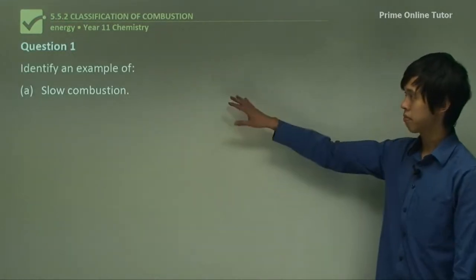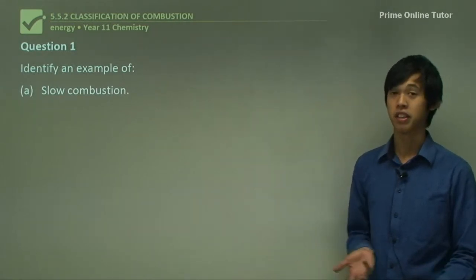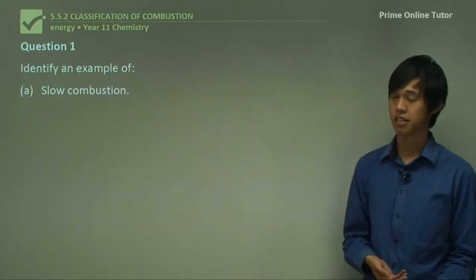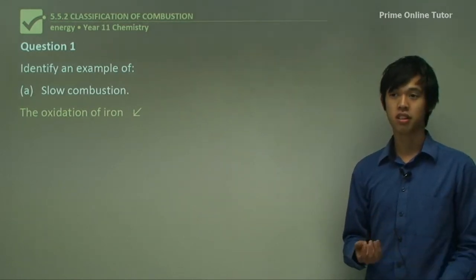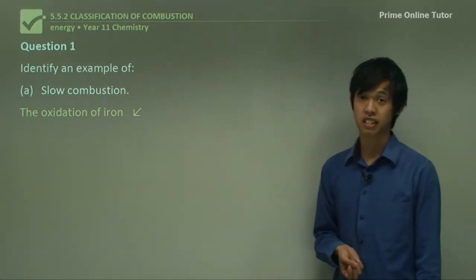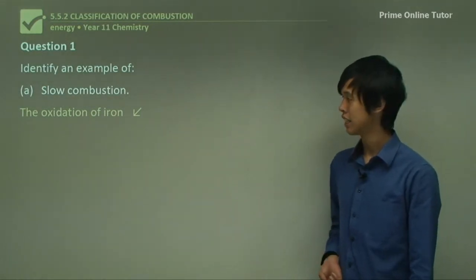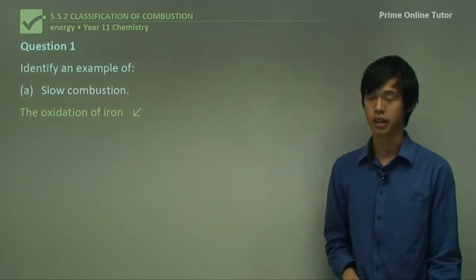So question 1, identify an example of slow combustion. We gave you examples in the first couple of slides on slow combustion. One that we haven't shown you is the oxidation of iron. So when iron rusts, it's actually a very, very slow form of combustion. But other examples that you could have used were coal burning or wood burning.